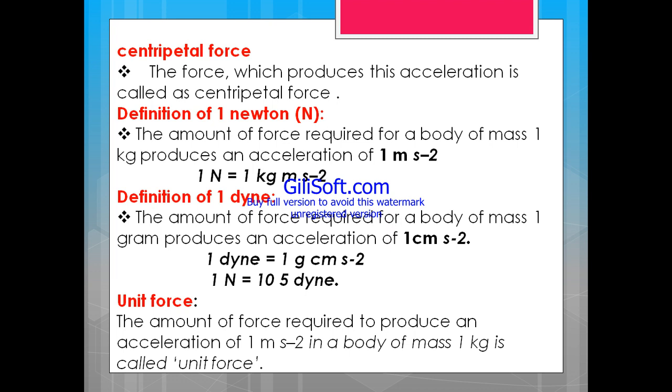So the definition of 1 dyne: the amount of force required for a body of mass 1 gram to produce an acceleration of 1 centimeter s inverse 2. Finally we can conclude that 1 dyne is equal to 1 gram centimeter s inverse 2. And the value of 1 Newton is nothing but 10 power 5 dyne. If we convert 1 Newton into the dyne system, the value of 1 Newton is 10 power 5 dyne. Everything you have learned from this topic is important for 1 mark.